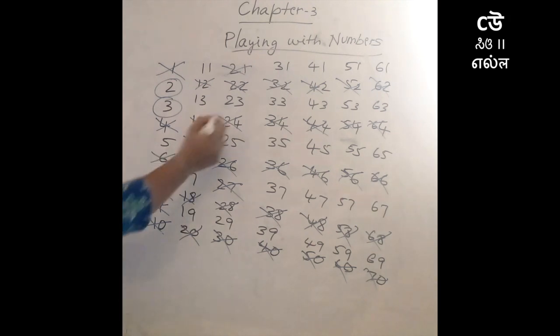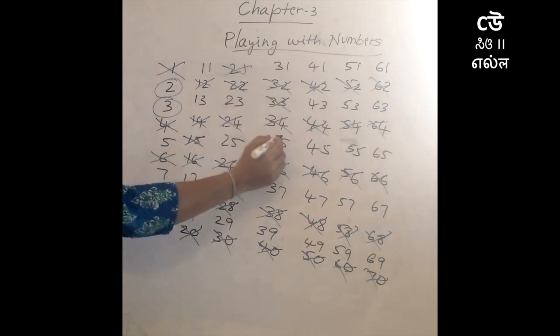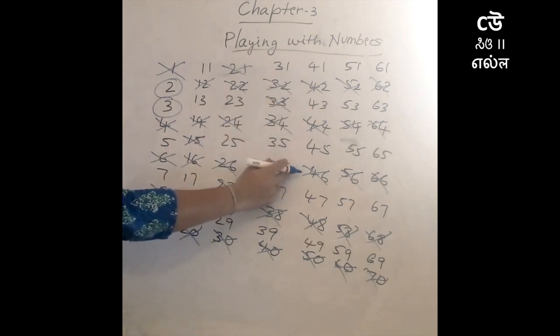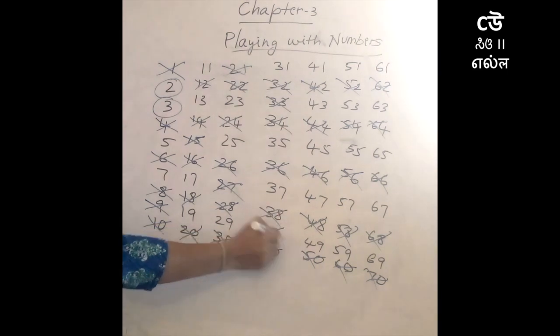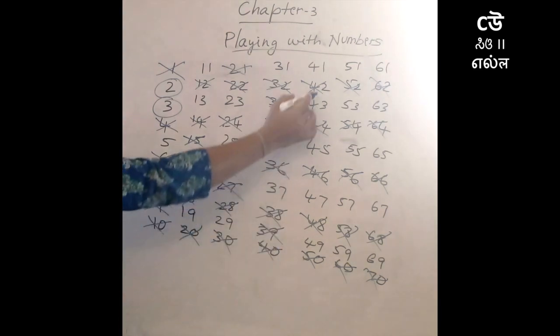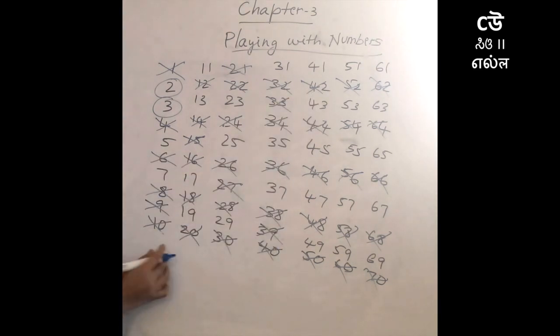Next, 3 11s are 33, 3 12s are 36, 3 13s are 39, 3 14s are 42. If you don't know the tables, you can put it like this and multiply and see. Okay. So 3 15s are 45. You can do normal calculation and see.